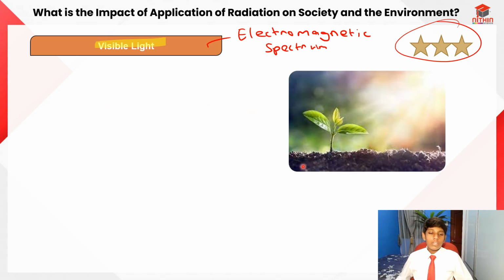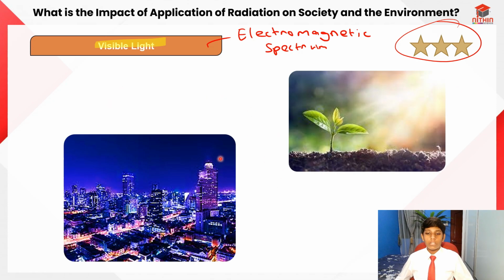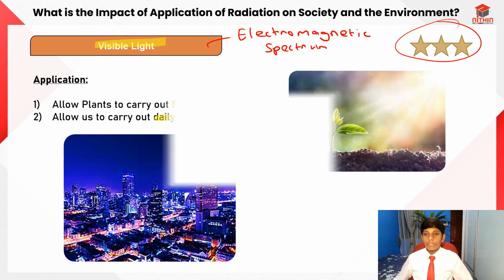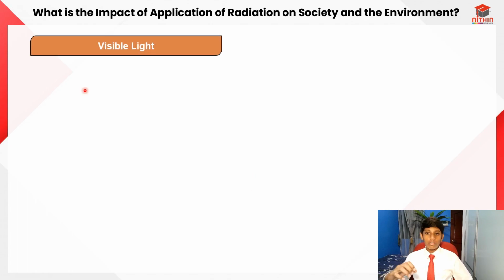Next, this is like a plant getting light. So visible light, and this is the city giving out light, all the lights of the buildings, which helps us to see things. Application: allow plants to carry out photosynthesis, allow us to carry out daily activities, such as to see things. Without seeing anything we can't do anything. Imagine if the world was full blank and we couldn't see anything, what could we possibly achieve? That's maybe how blind people feel. So that was the application of visible light.